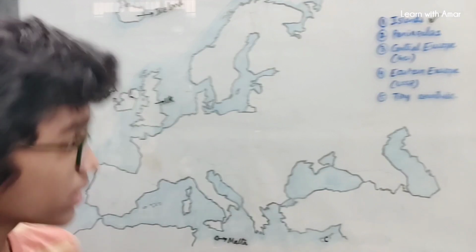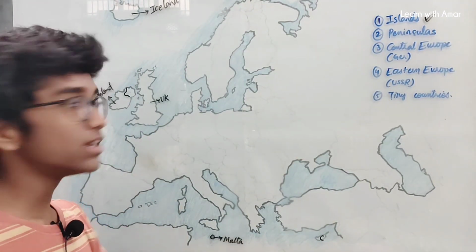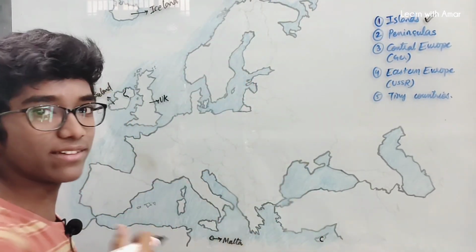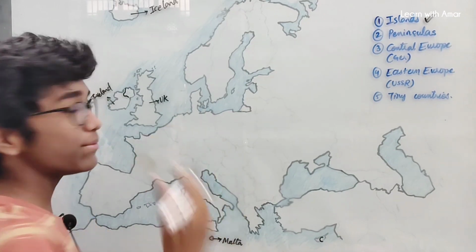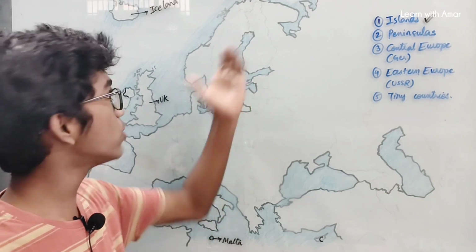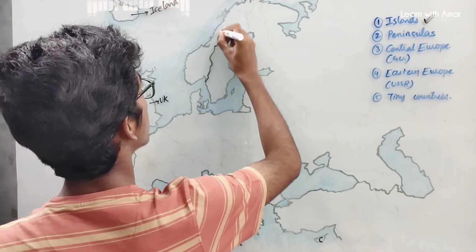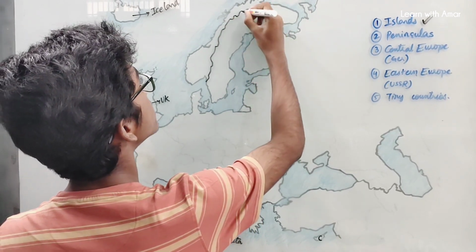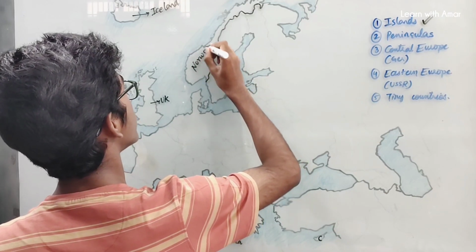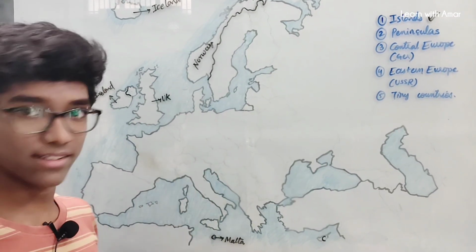Coming to the next one, peninsulas. So we find 4 peninsulas. We start from the north again. Here we find this large peninsula. It is known as the Scandinavian Peninsula. It was named Scandinavian Peninsula because we find the Scandinavian mountains here in Norway. So first, as I already said, this is Norway. Here we find the Scandinavian mountains. Norway is also known as the land of midnight sun.